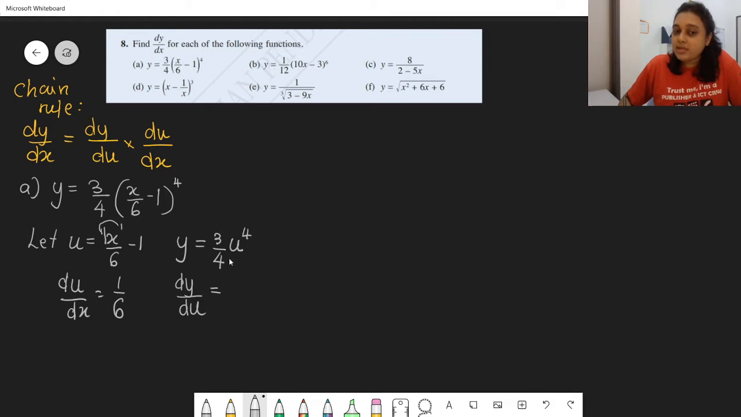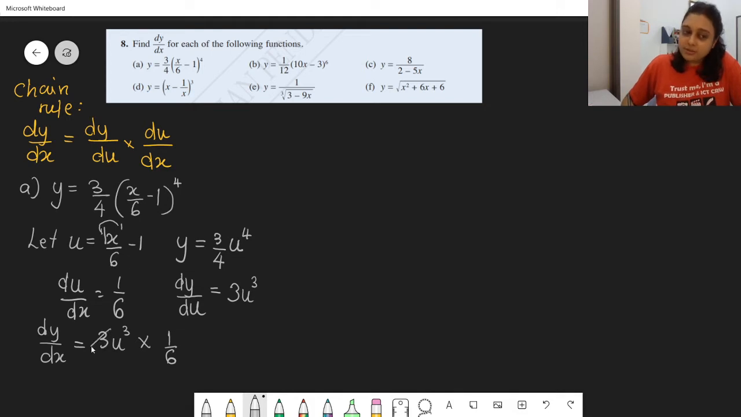Then differentiate dy du. Why du? Because we are differentiating with respect to u. So for 3 over 4 times 4, you get 3u power of 3. Okay, done until here. Substitute inside the formula. dy dx equals dy du, which is 3u power of 3, times du dx. du dx is 1 over 6. In this case, we can simplify. Here becomes 2. So u power of 3 times 1 is u power of 3 over 2.